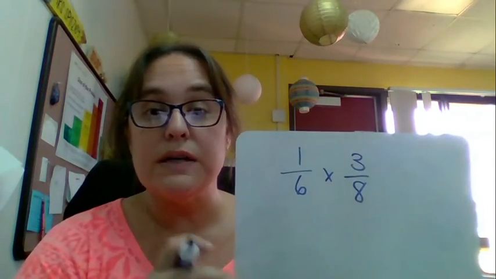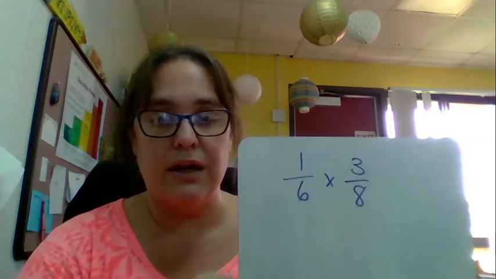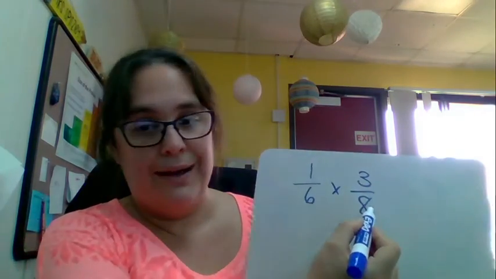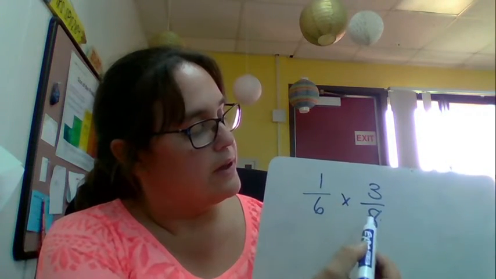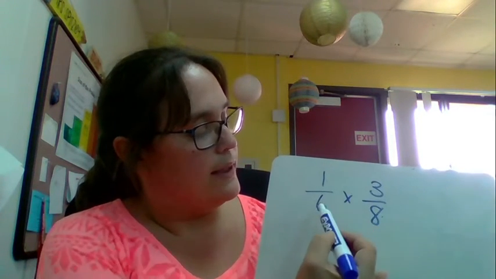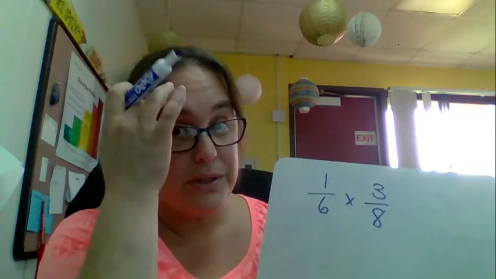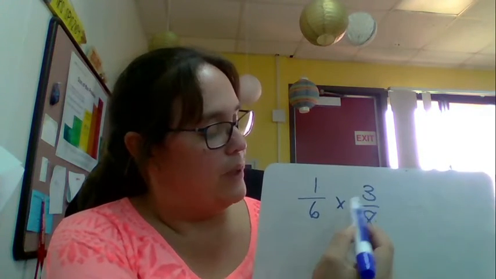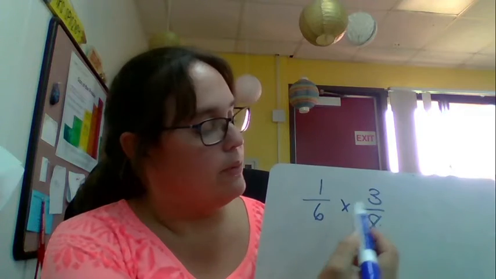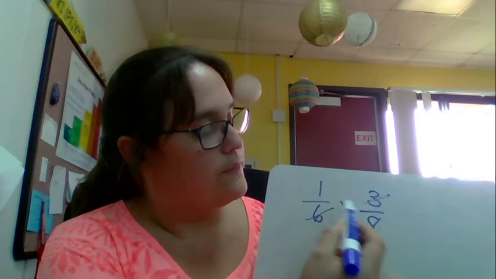Again, looking for cross-reducing. What do they have in common? 1 and 8. Well, I'm already at a prime number, so I'm done here, but then I need to look at 3 and 6. So maybe you just already know. Maybe you follow your 3 across the multiplication chart. And when I look at my 3 on the multiplication chart, both 3 and 6 are there. I can divide both 3 and 6 by 3 and cross those out.